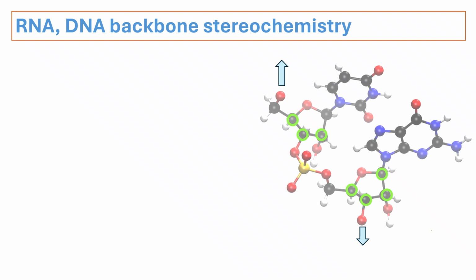Considering RNA and DNA backbone stereochemistry. So on the picture to the right here, we see a representation of RNA. We can see the first nucleotide upwards and the other nucleotide downwards. And the arrows represent the RNA chain continuing indefinitely in both directions.